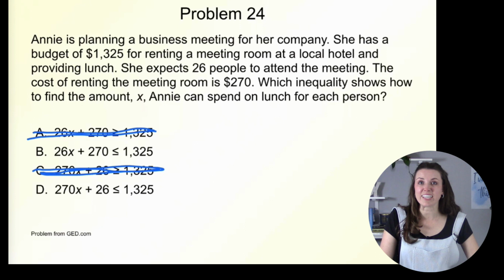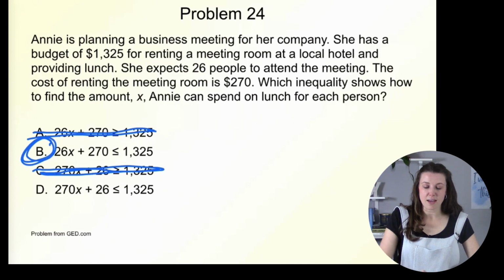Okay, now we're looking here. Is it the 26x or the 270x? Let's think about it. It says here that we're looking at how many people she's serving lunch to, right? So x represents the amount of lunch, right? So we're not going to put that with the fixed cost of the renting of the room, right? So our answer here is B, because that x needs to go next to the number of people in attendance.